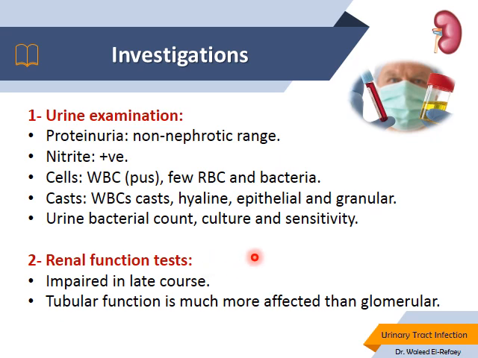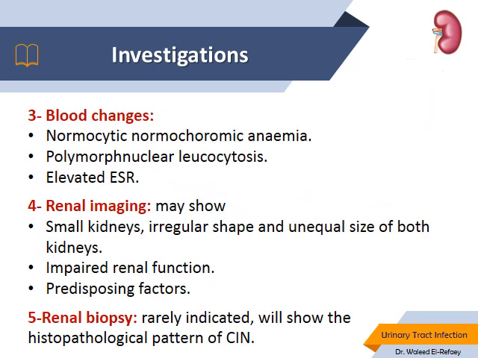We should order serum creatinine, blood urea nitrogen, and estimated glomerular filtration rate, because usually it is impaired at this stage of disease because of chronicity and chronic interstitial nephritis. Tubular function is much more affected than glomerular function in this disease. Blood changes: normocytic normochromic anemia, leukocytosis, and elevated ESR.